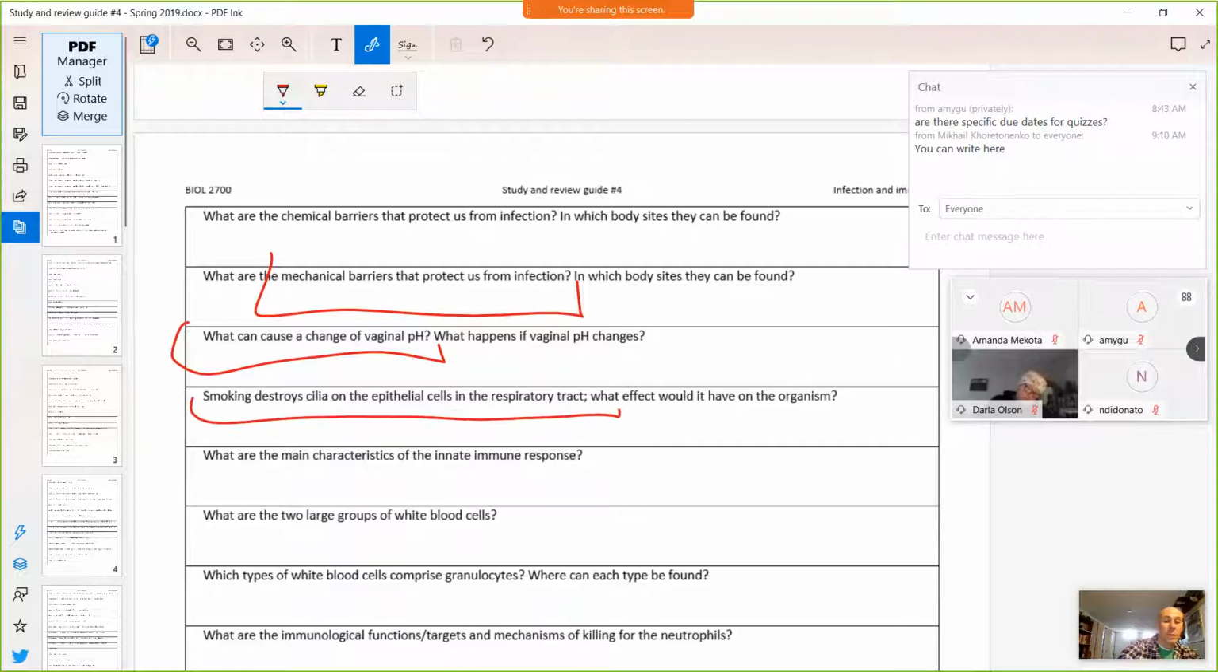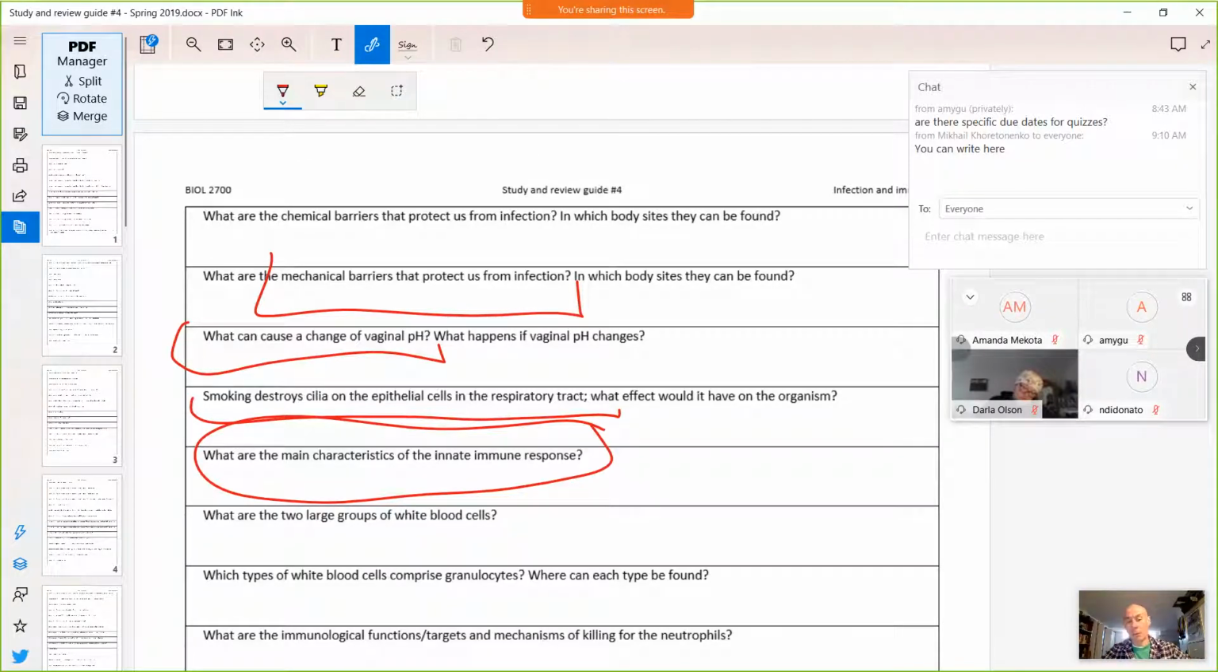Cilia in the respiratory tract. Cilia are destroyed, mucus is not moved, which makes getting rid of the pathogens complicated. Innate immune response: very fast, local, not very effective, does not require previous exposure, non-specific.